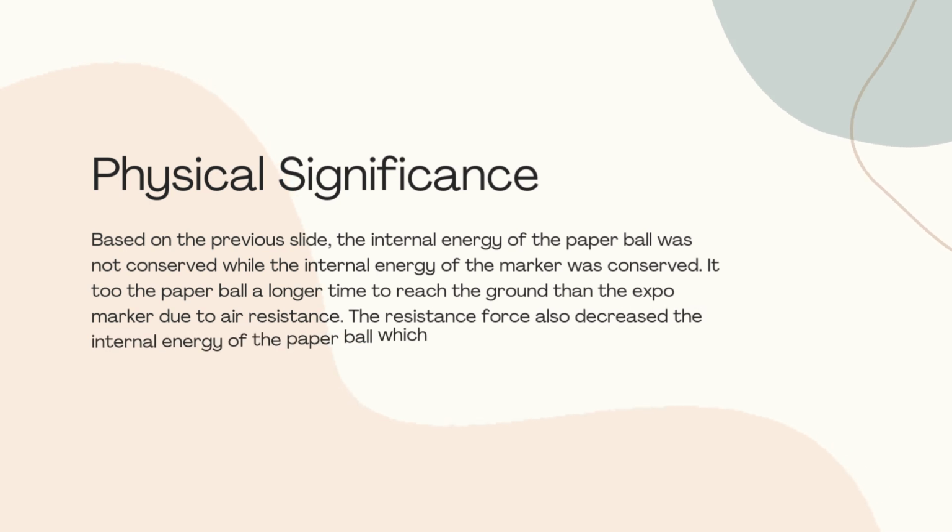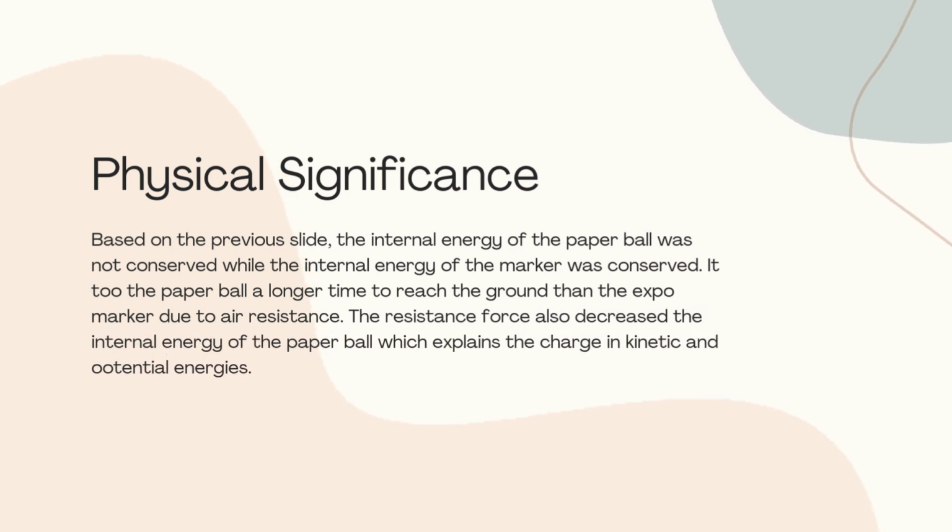So here is the physical significance of this lab. Based on the previous slide, we saw that the internal energy of the paper ball was not conserved, while the internal energy of the marker was conserved. So it took the paper ball a longer time to reach the ground than the expo marker due to air resistance. And then the resistance force also decreased the internal energy of the paper ball, which then explains the change in kinetic and potential energies.